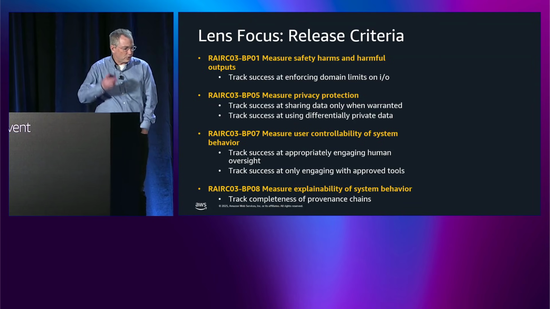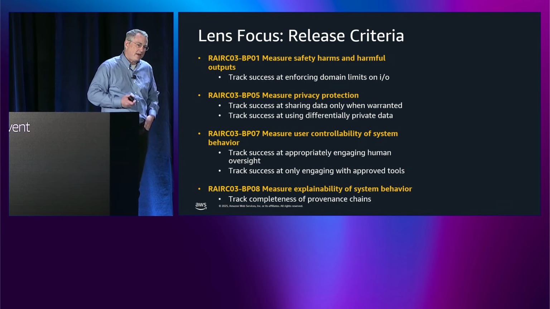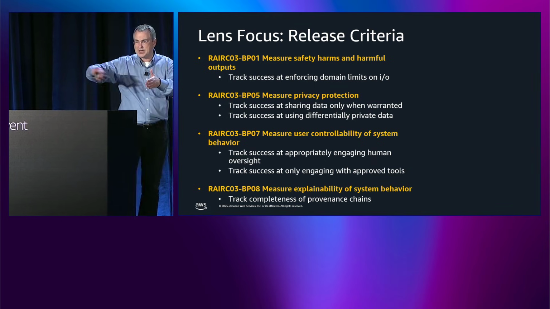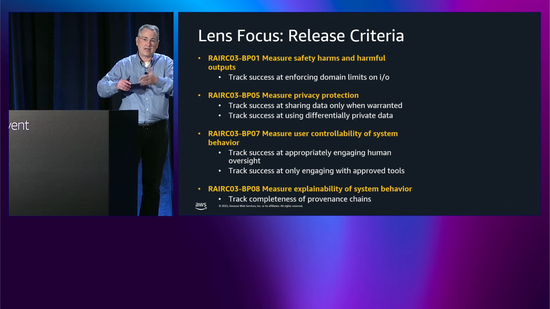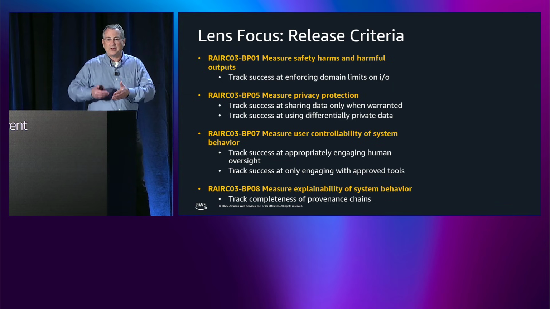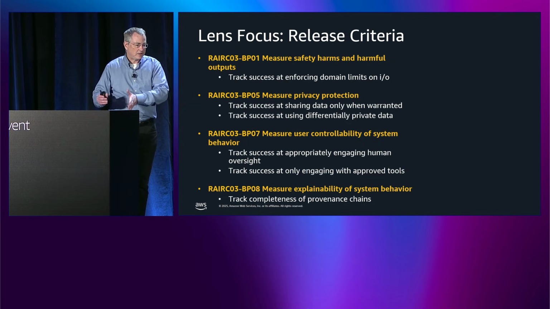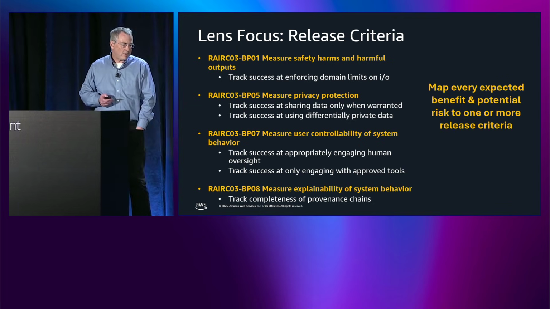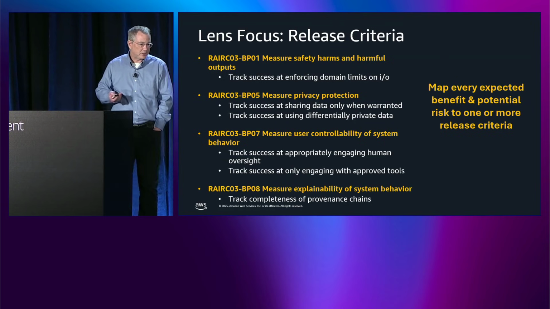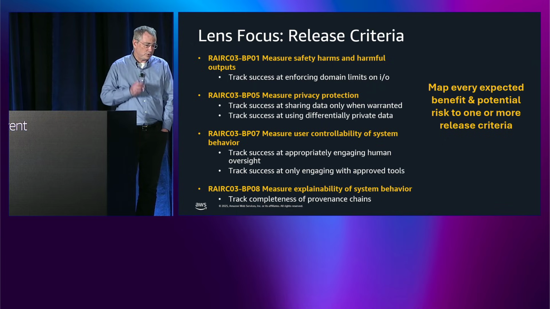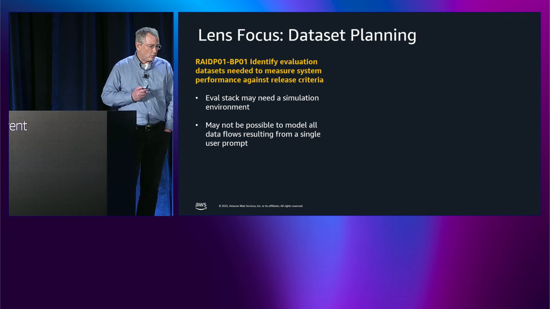You have to go through and think about, okay, if my agent is going to be narrowly focused, how effective are my safeguards at actually rejecting requests that ask, for example, an IT-based agent to answer something about a legal issue? You just don't want that happening. So you want to measure that particular safeguard, right? So you need metrics for it. And you basically want to map every expected benefit and potential risk to one or more release criteria. All right, so that's very challenging. But if you do that work, everything goes way more smoothly.